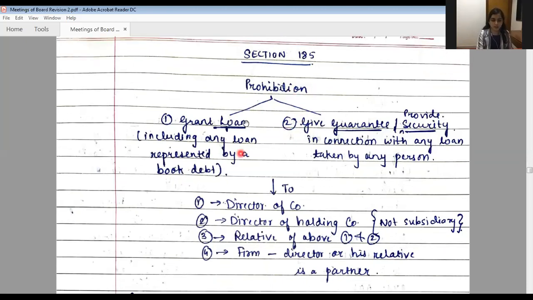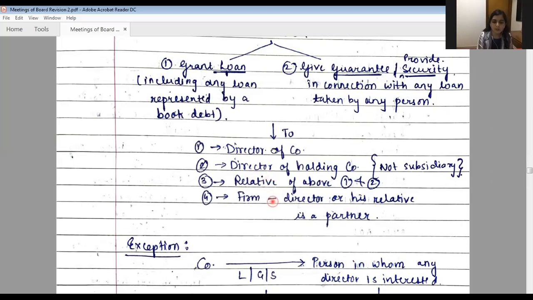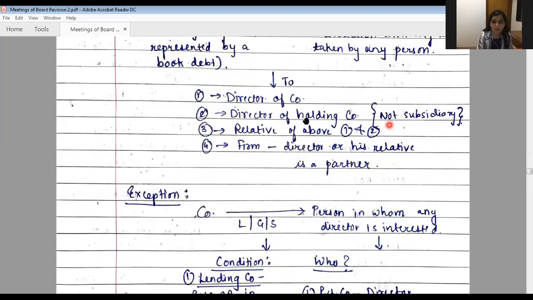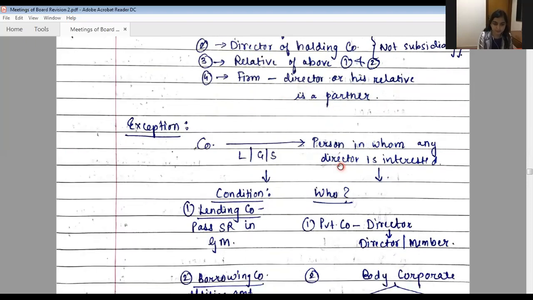Section 185 provides the prohibition on granting any loan, including any loan represented by a book debt, or giving guarantee or providing security in connection with any loan taken by any person. The persons are a director of the company, a director of the holding company, but not a director of a subsidiary company, a relative of these, and a firm in which the director or his relative is a partner.